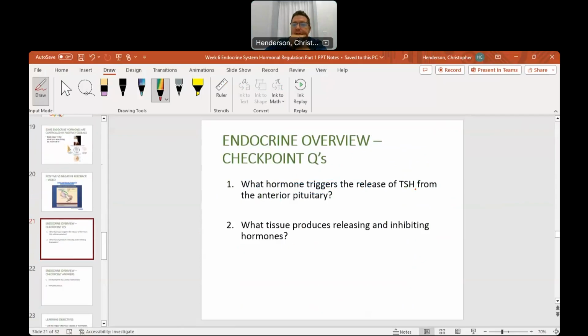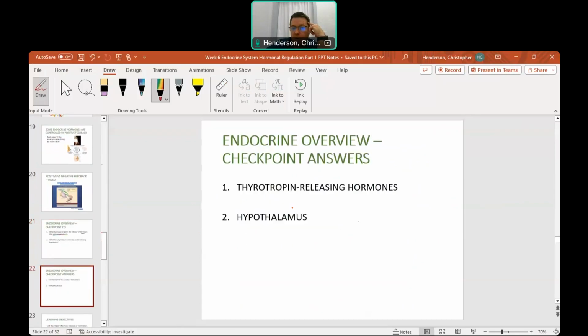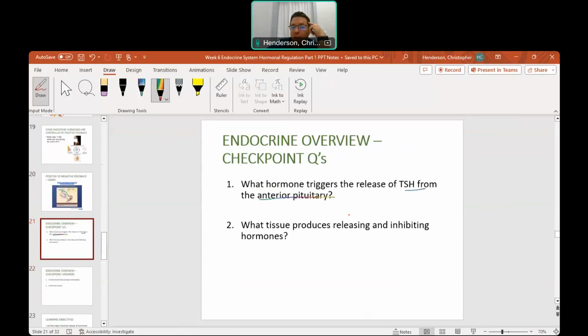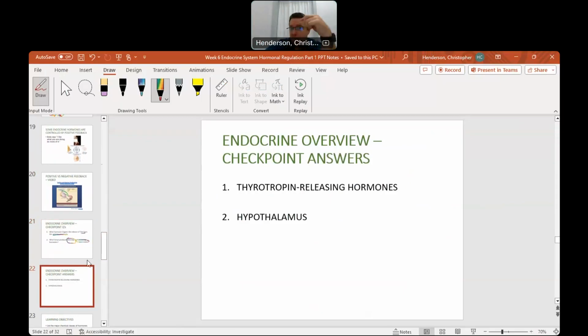So, what hormone triggers the release of TSH from the anterior pituitary? Thyrotropin releasing hormone, from the hypothalamus. Which tissue produces releasing and inhibiting hormones? The hypothalamus. Remember, all hypothalamic hormones are going to be releasing or inhibiting. What are the 7 anterior pituitary hormones? TSH, prolactin, ACTH, growth hormone, LH, FSH. You should be able to do it like that.